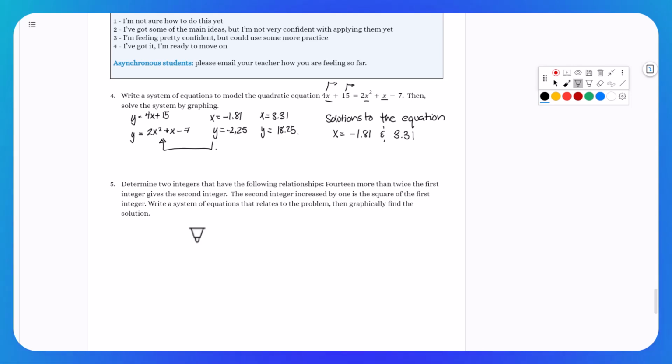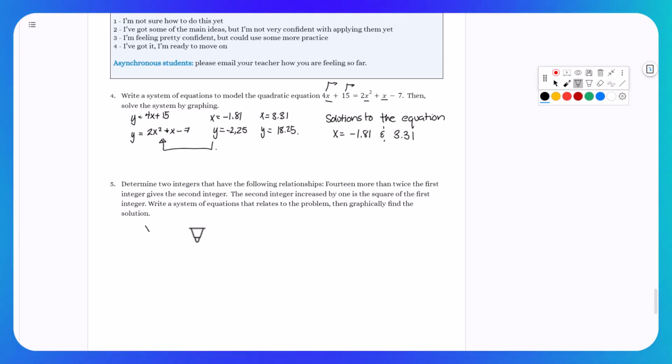Determine two integers that have the following relationships. 14 more than twice the first integer gives the second integer. And the second integer increased by 1 is the square of the first. Write a system of equations that relates to the problem and then solve graphically.